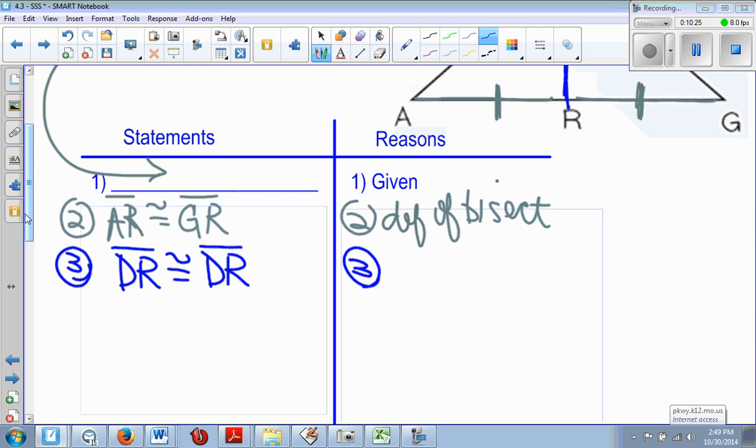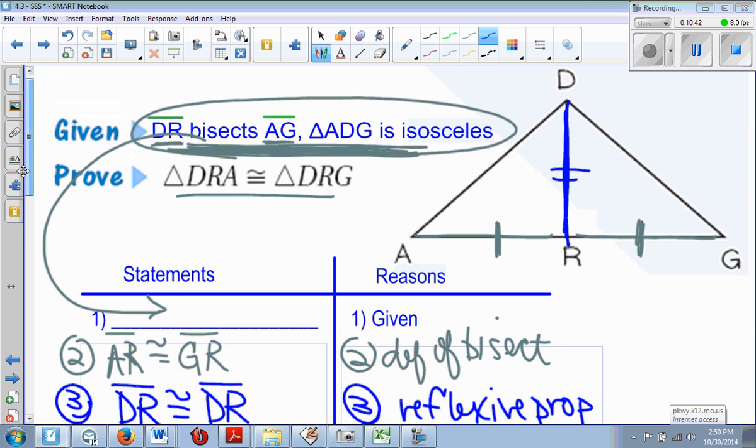Anytime we make a statement about something being congruent to itself, whether it's a pair of side lengths or a pair of angles, we're always using the reflexive property. That's a property we learned a couple of units ago that says anything is congruent to itself. Now, if you notice from my picture, I now have 2 of the 3 congruencies.